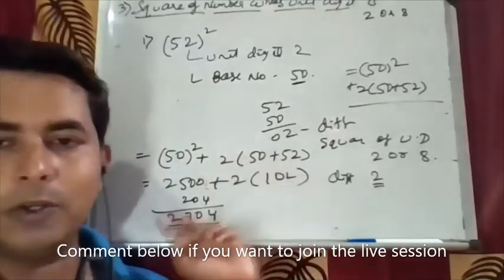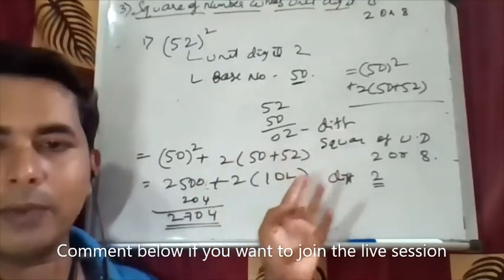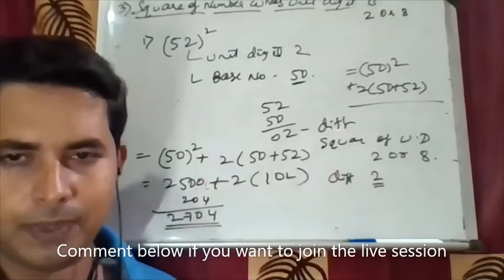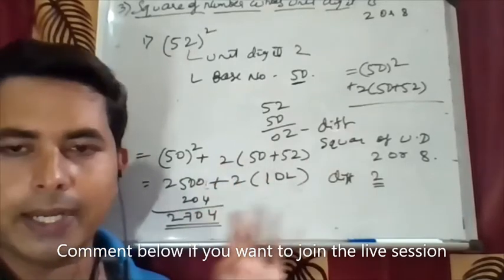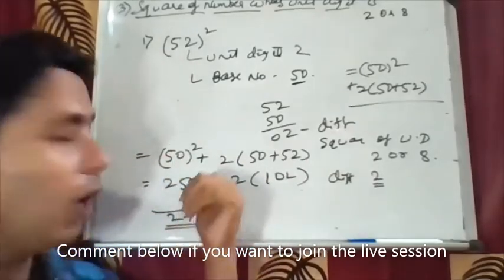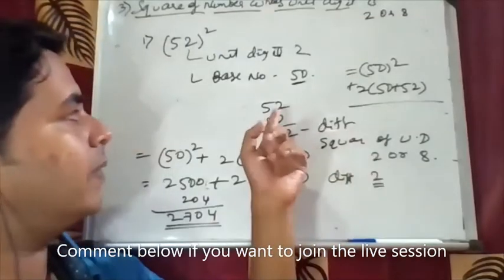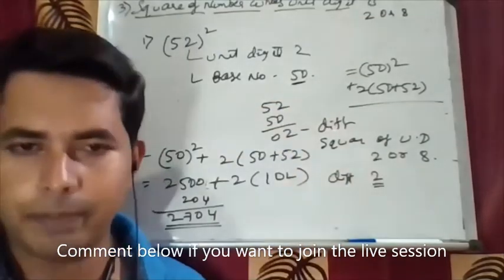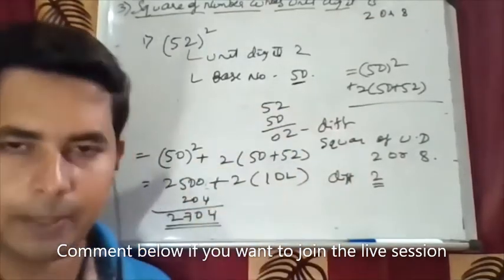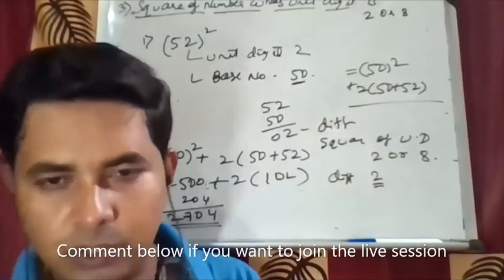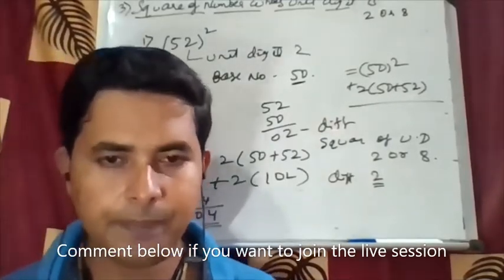Take a granted 2 as a multiplier with the base and the given number. 2 as a granted number, but you should know how 2 has come. It is the difference between the given number and the base number. So we'll solve one more example, you will get clear.